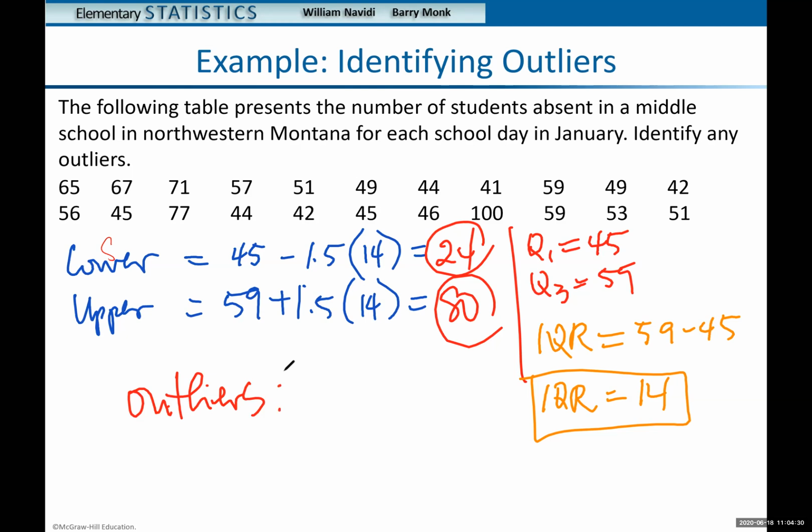Do we have outliers here? Do you have numbers below 24 and above 80? No? 100, yeah. So we actually have one outlier, which is this. Any questions? So again, that's how you get the outlier. First get the Q1 and Q3, solve for the IQR, and then use the formula so that you know the boundaries below and above which numbers are outliers.